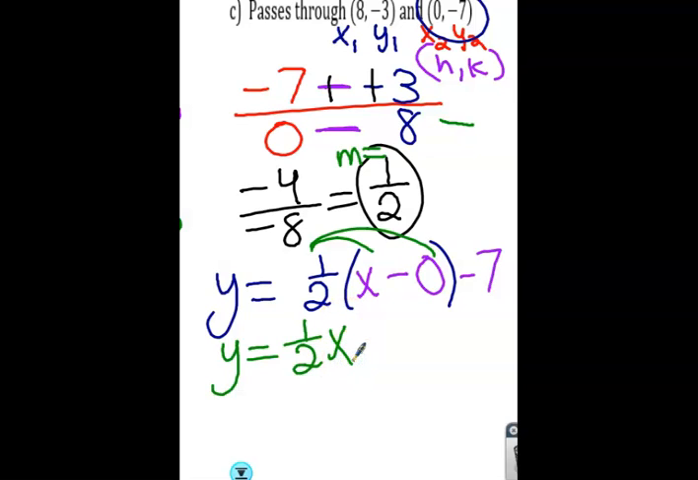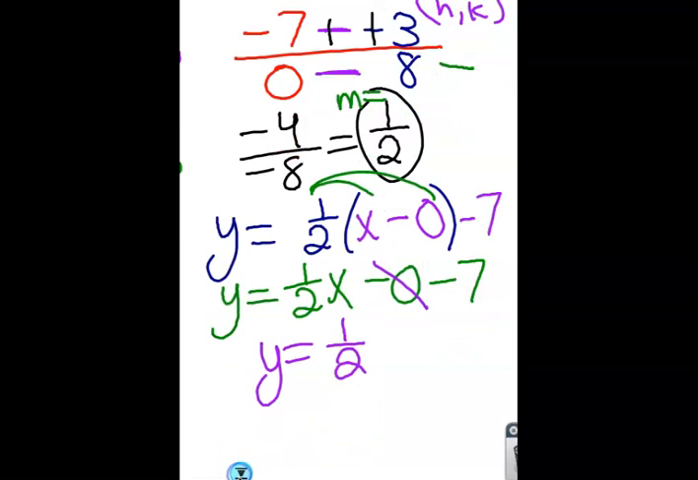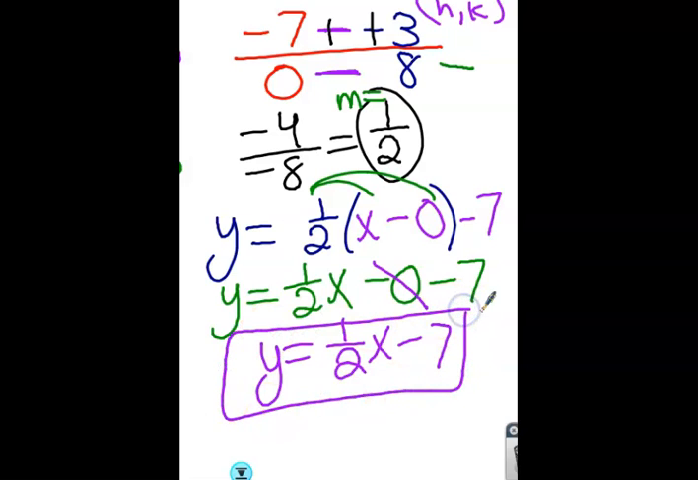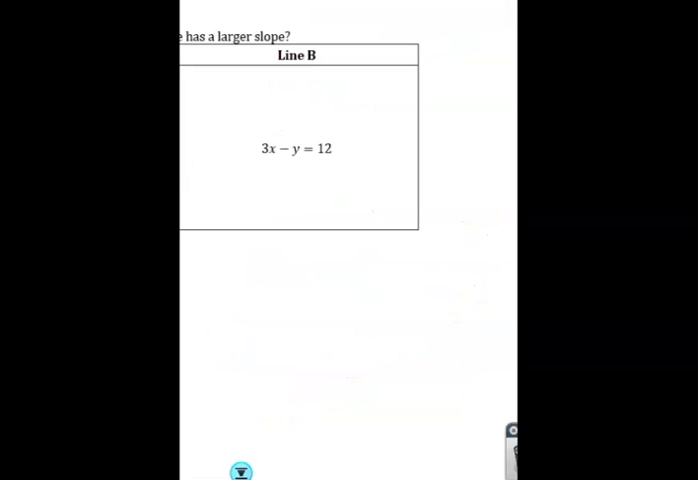So 1/2 x minus 0 minus 7. Okay, because anything times 0 is 0. So that goes away. I drop it down and I have y equals 1/2 x minus 7. Final answer. If you're given 2 points, find the slope, pick a point, plug in, solve. If you're given the slope, plug it in, and solve to find slope-intercept form.